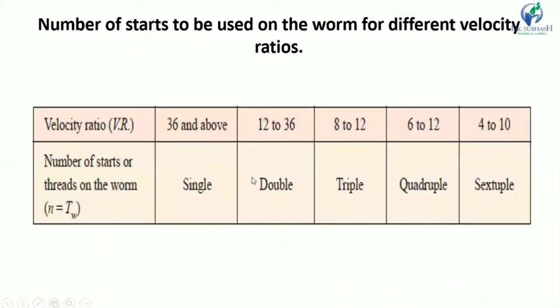Now, the number of starts to be used on the worm for different velocity ratios. For velocity ratios 36 and above, the number of starts for the thread on the worm is single started. From 12 to 36 VR, it is double. From 8 to 12, it is triple start, value of N is equal to 3. If 6 to 12, then it is quadruple, N is equal to 4. And if the velocity ratio is 4 to 10, then it is sextuple, that means N is equal to 6.